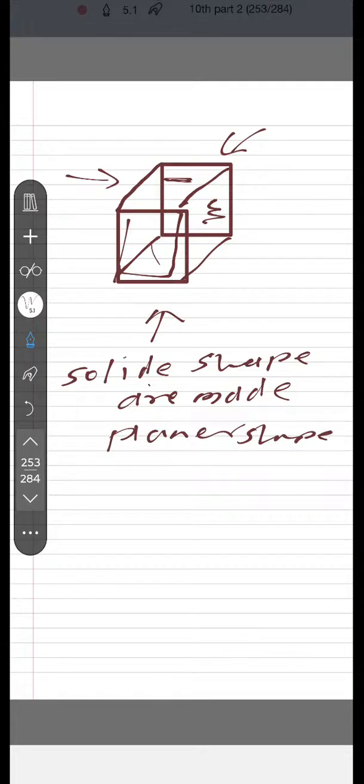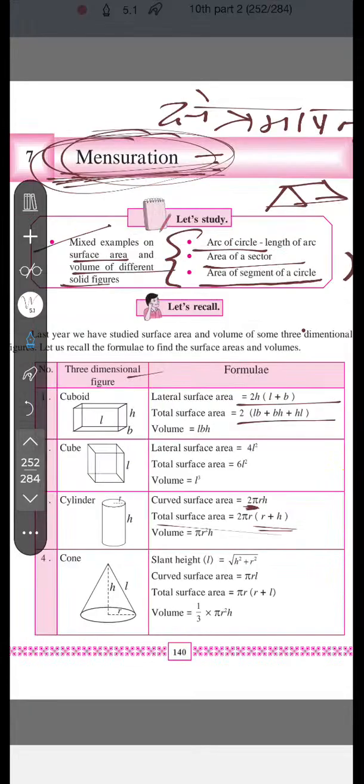Okay, so here you can see what it says: the lateral surface area is 2H(L plus B). Now what is L? L stands for length, B stands for breadth, and H stands for height. So 2 times H, (L plus B). Then the total surface area is 2 times (LB plus BH plus HL), and the volume is nothing but LBH. Now let's talk about the cube.